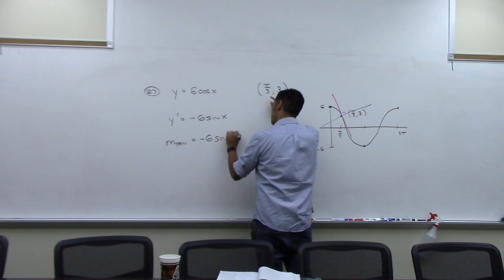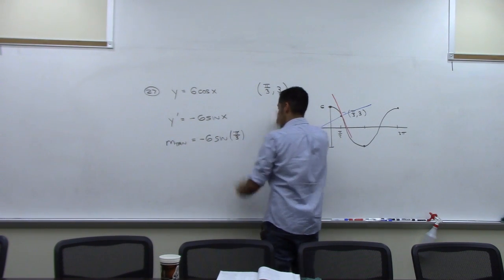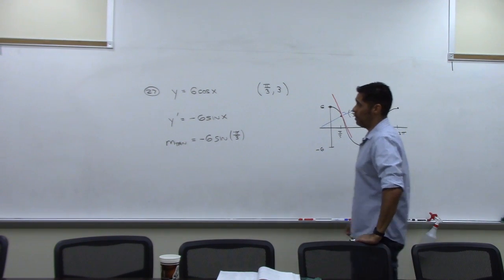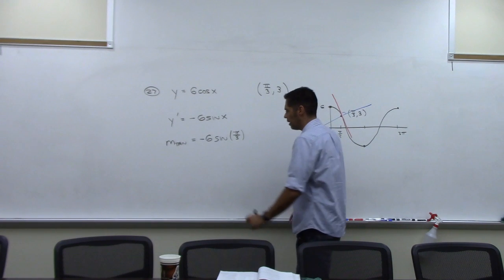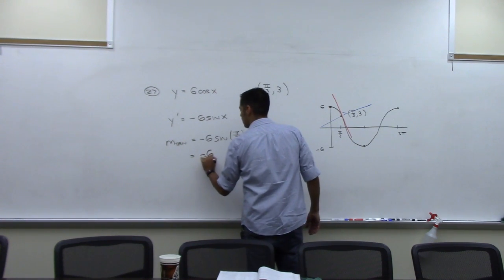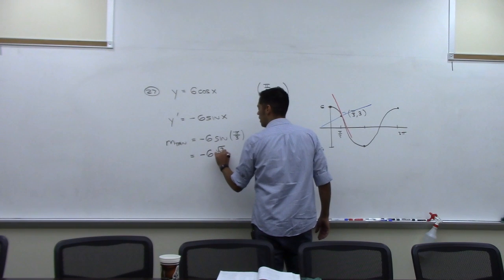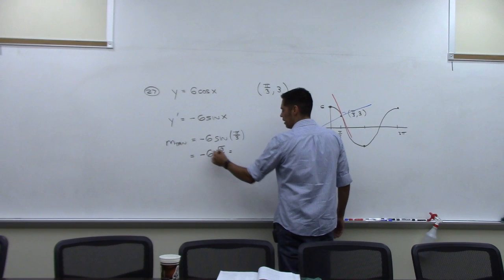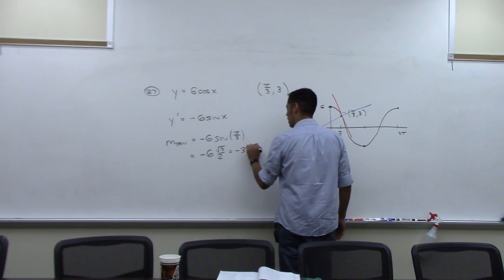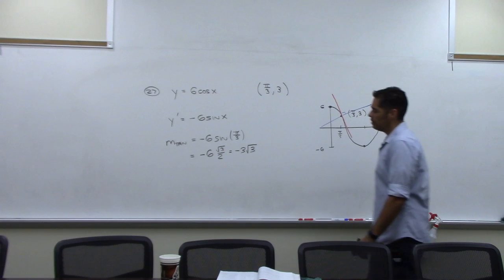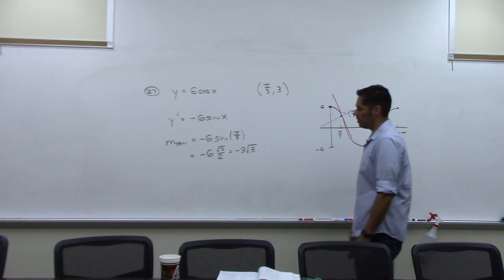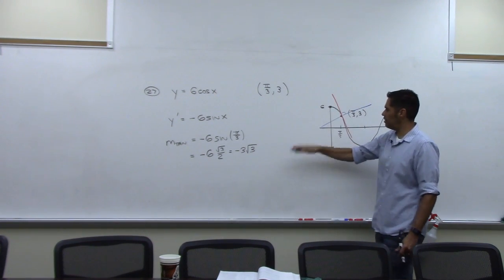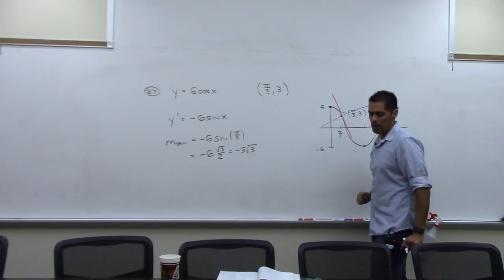So sine of pi over 3. What is sine of pi over 3? Well, that's why you took pre-cal. So this is going to be negative 6 times root 3 over 2, and that just turns out to be negative 3 root 3. Wow, that's a weird slope. Don't use a decimal, okay? We want exact values here. So this is the slope of the tangent line. Look, it's negative. That makes sense, right? It matches.